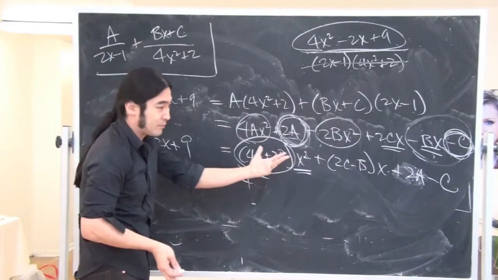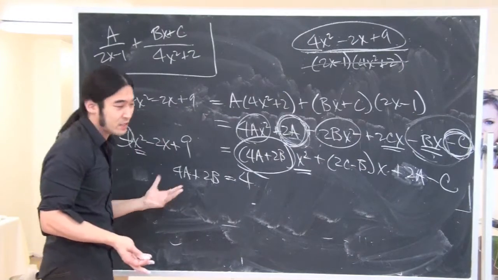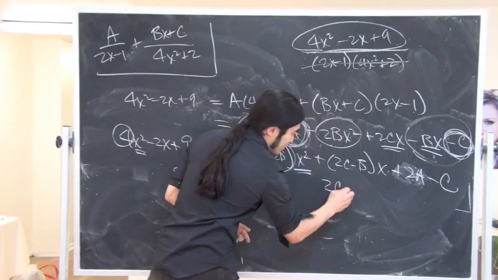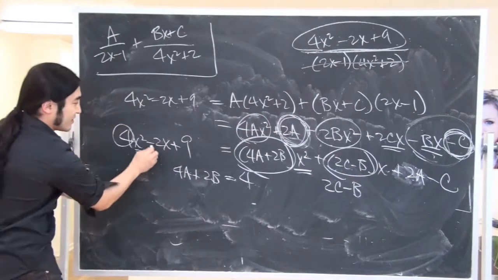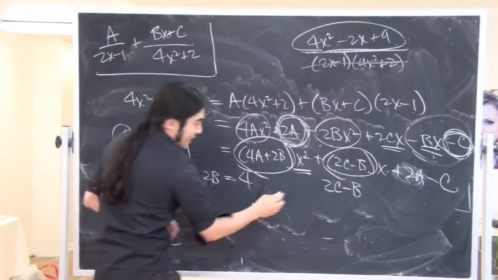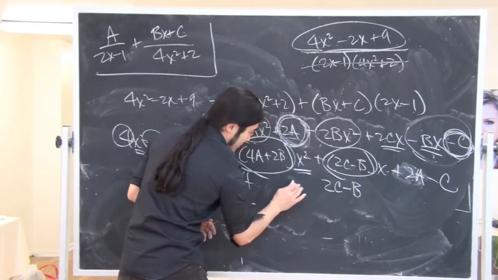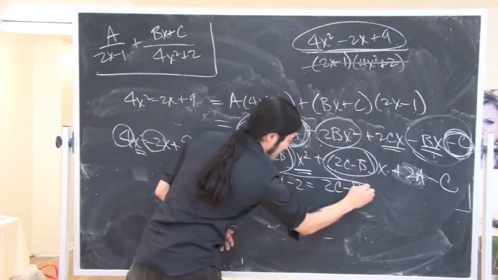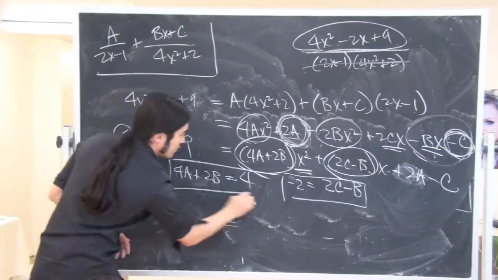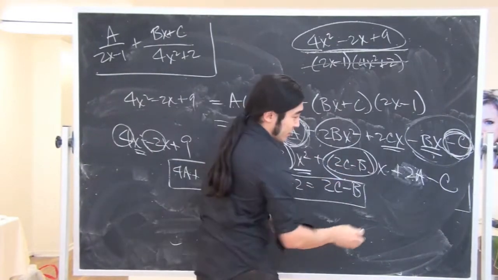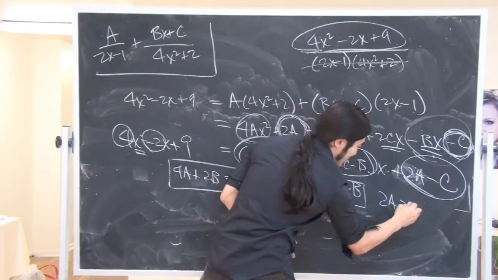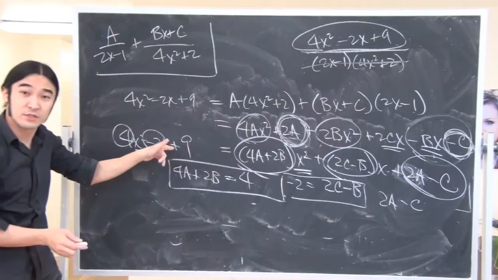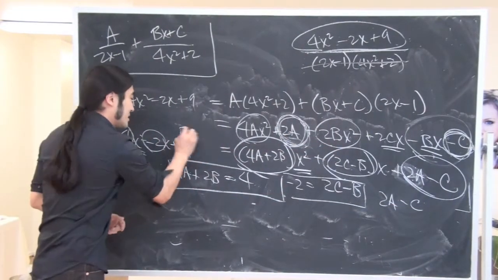Okay, so let's try it again, but not only with the x squared, let's do it with the x's. So on the right, the x's have to be 2c minus b in front of x. On the left, in front of x, you have negative 2. So gotta have these guys be equal. Okay, and now for the final term. These guys represent your constant term. So we've got to have 2a minus c equal to the constant term here, the guy without the variable. So that's got to be 9.